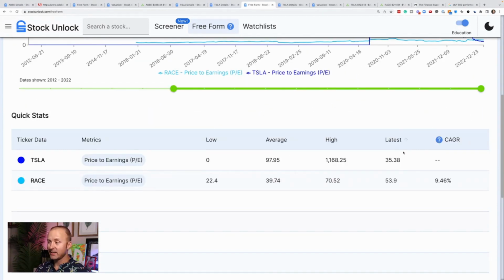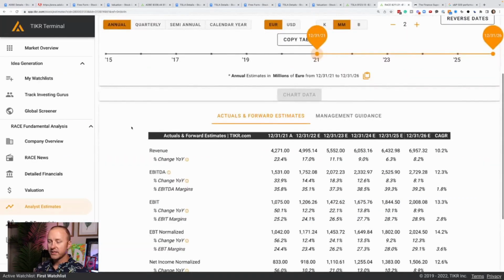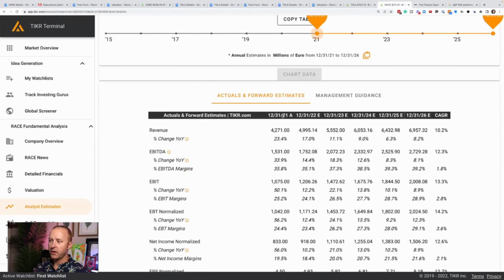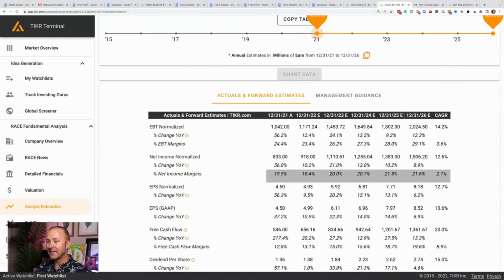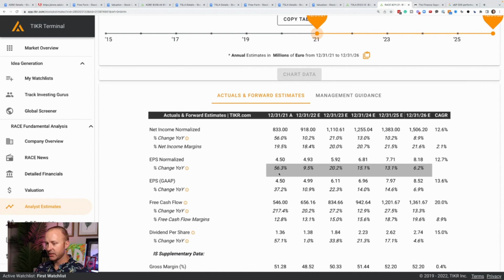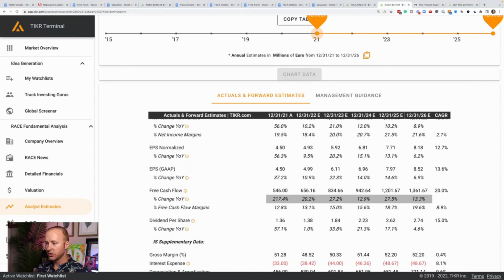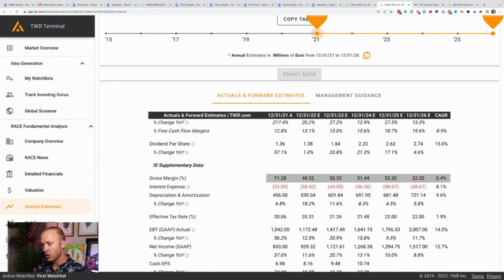If we look at Tesla, its PE is actually much, much lower than Ferrari's. So why am I comparing it to Ferrari? Well, Ferrari's revenue growth in 2021 was 23%. Its net income margin was 20%. Its EPS growth was 56%. Free cash flow growth was 217%, with a 13% free cash flow margin. Gross margin was 51%, which is stronger than Tesla's, obviously.